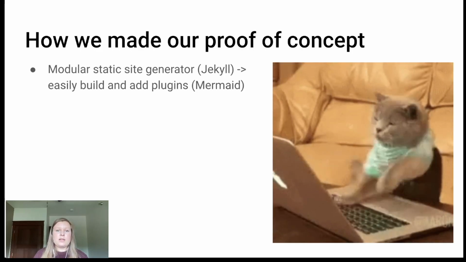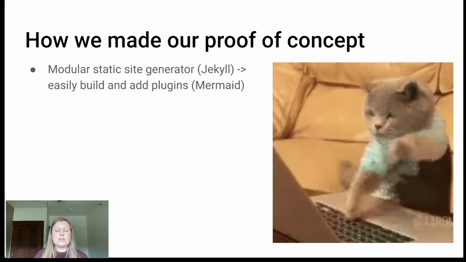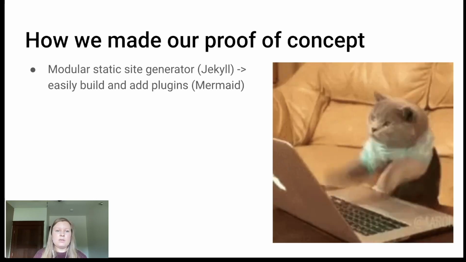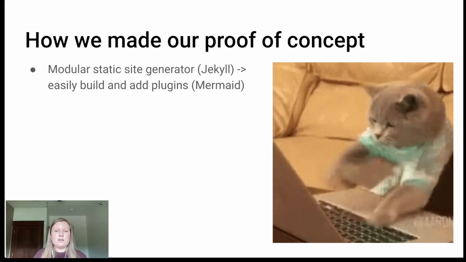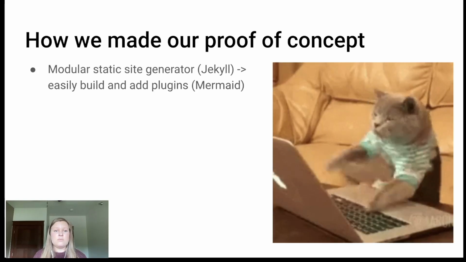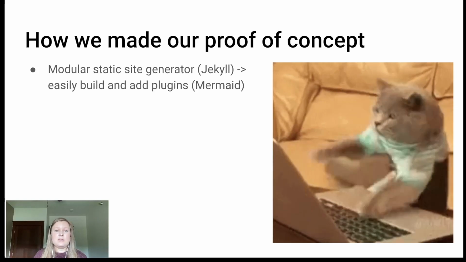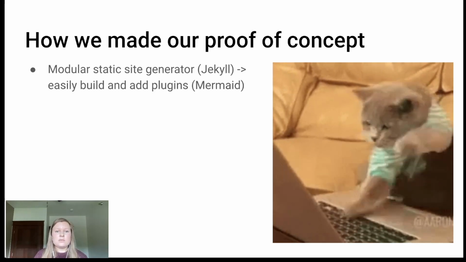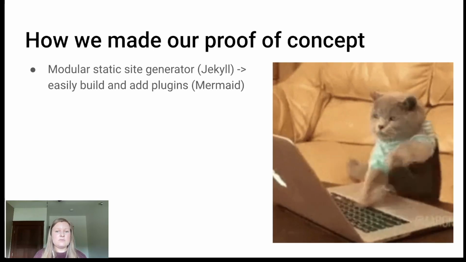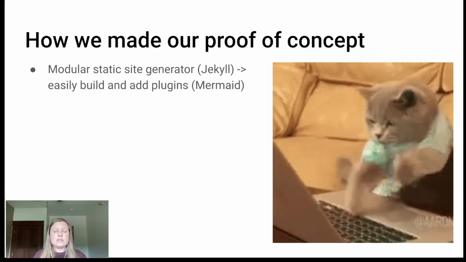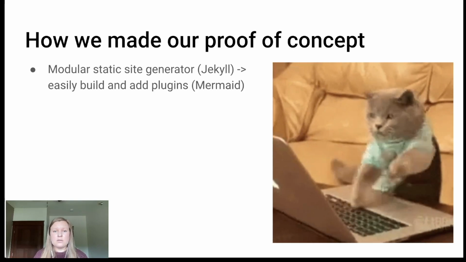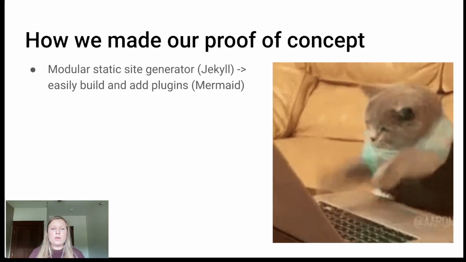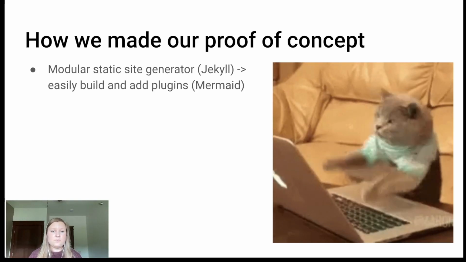To create our proof of concept, we learned that we could easily add a Mermaid plugin to our repo. This was possible because of the modularity of our static site generator, Jekyll, which you can extend with modules called Jekyll plugins. You can add any number of custom Jekyll plugins to extend sites' functionality, and lots of these plugins are shared by their creators online. We found a Jekyll implementation of Mermaid and were able to adapt it to our use case.